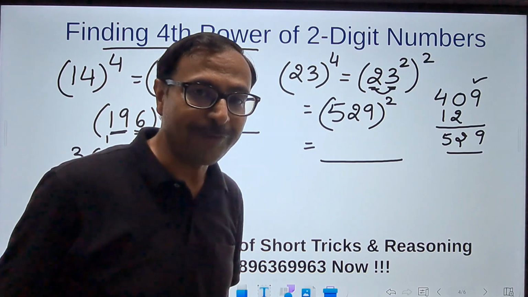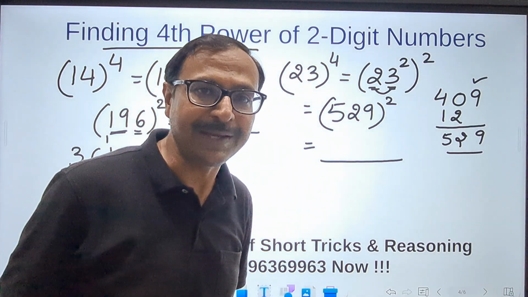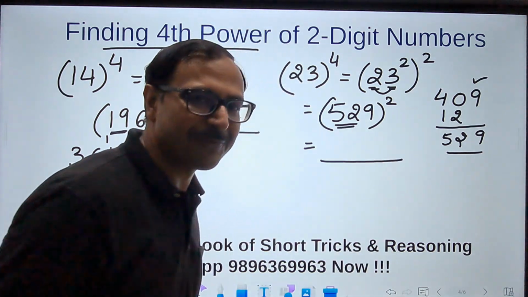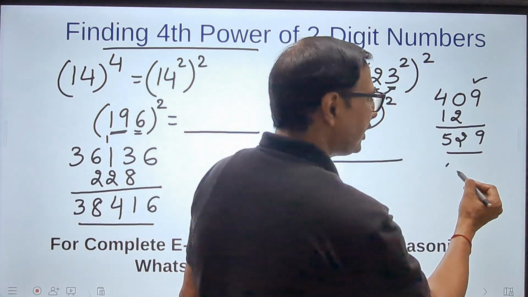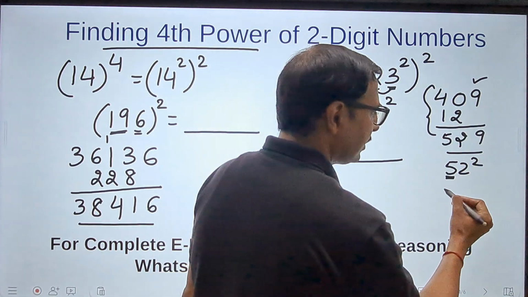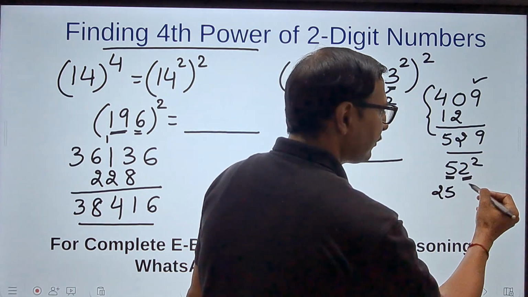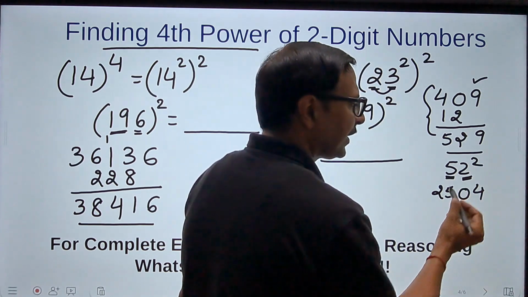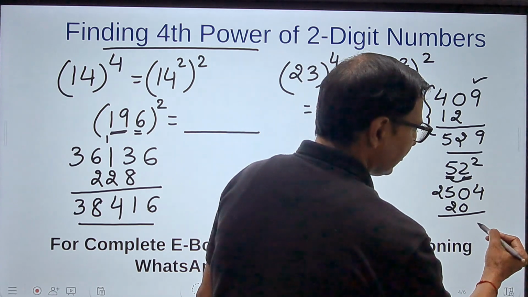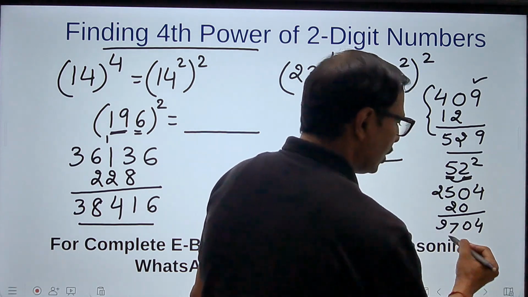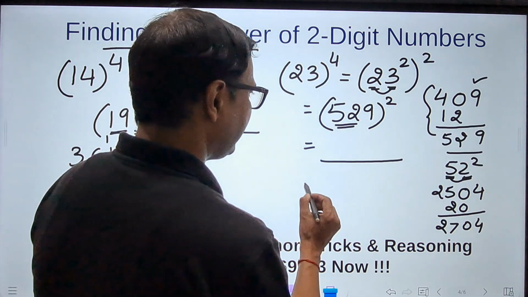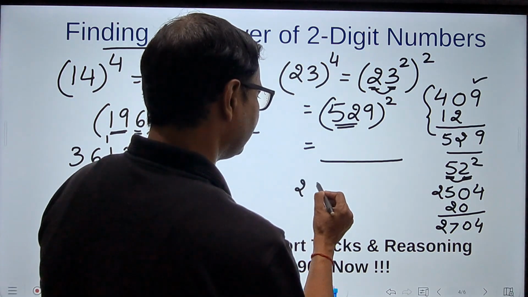But how do I do 529 square? It's a big number, right? For that I need to do 52 square first. And for doing 52 square, I will use the same method again. 5 square, 25. 2 square 4 means I will write 04. Then 5 2s are 10. The double is 20. And then 4, 0, 7, 2. 2704 is the square of 52. So we have a 2704.